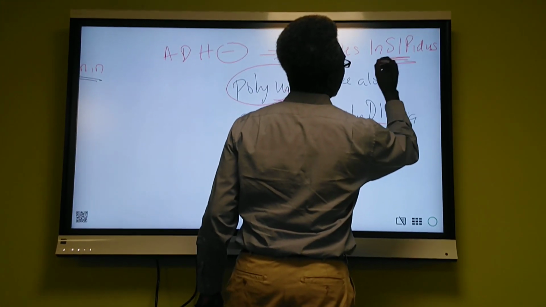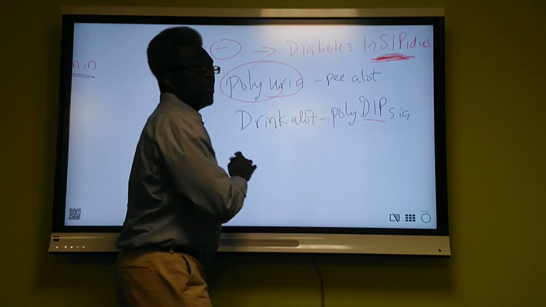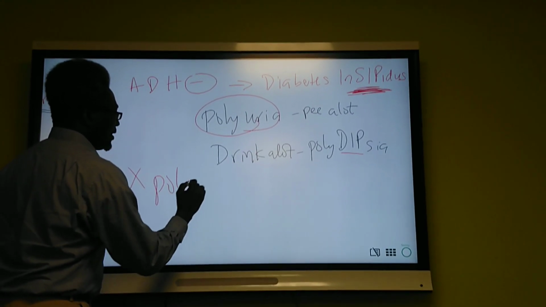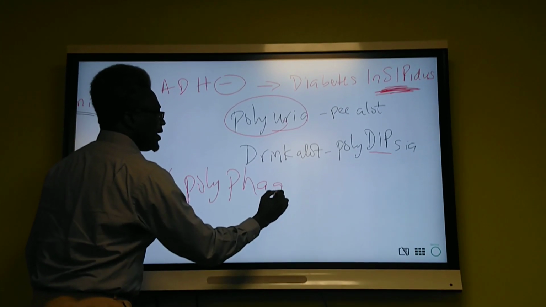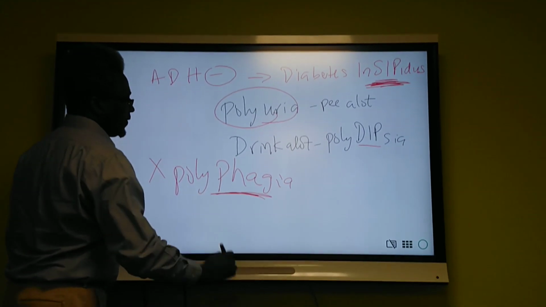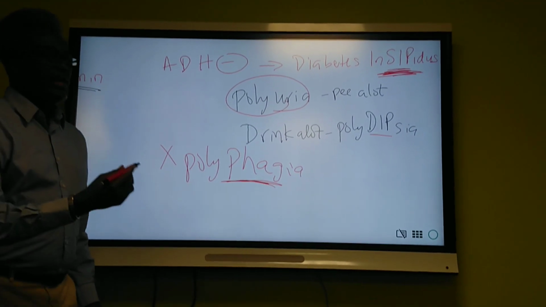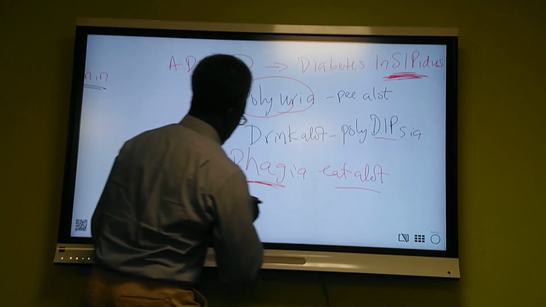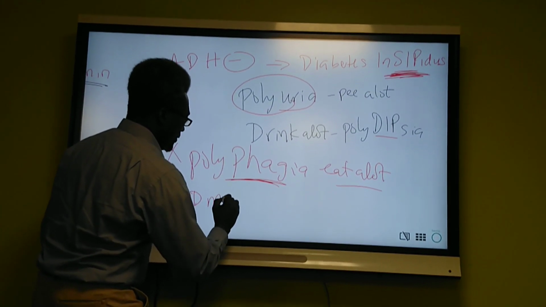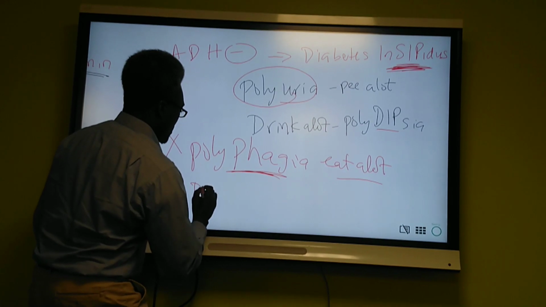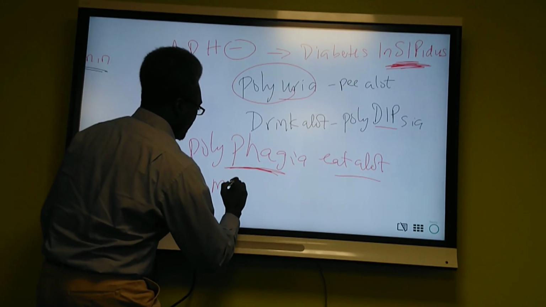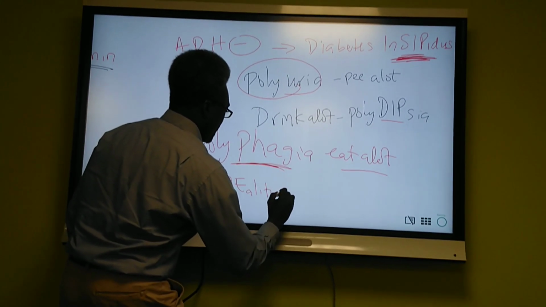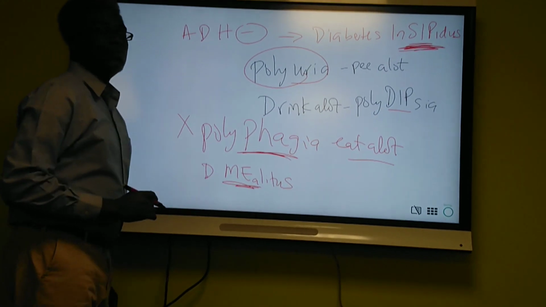Diabetes because they have to keep on sipping a lot. But they don't eat a lot. So there is no polyphagia. And that's what makes it different from diabetes mellitus. Polyphagia, to eat a lot. Diabetes mellitus, I'm going to do something. Diabetes, because it has to do with food, the meal.